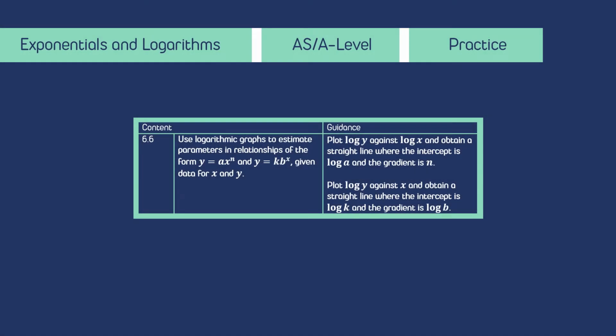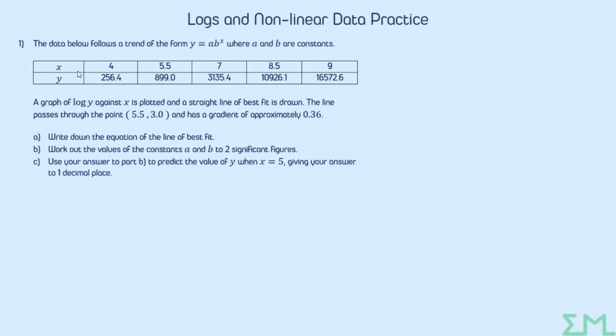This is the 6th video in the Exponentials and Logs series, and we will be practicing the logs and nonlinear data. Let's start with question 1. In this question we have been given some data for x and y, and we've been told that the data follows a trend of the form y equals ab to the x. This form is called the exponential form.